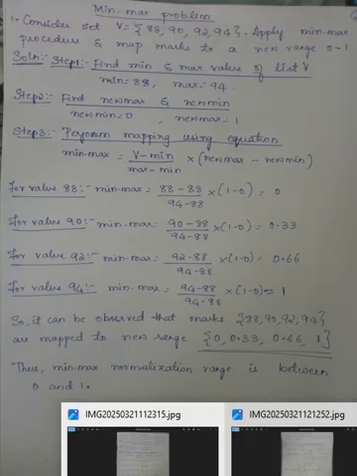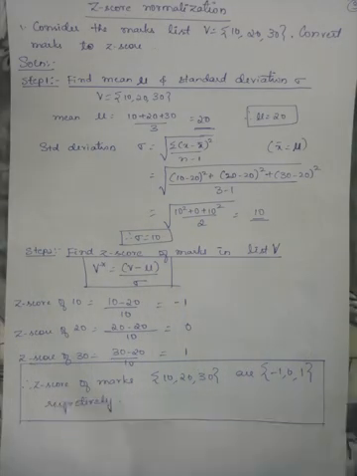Now going to the next problem, that is the z-score normalization. This is another way. We have discussed this, right? Normalization, two methods, min-max and z-score. What I discussed before was min-max. So this is another way of doing normalization. So z-score normalization, the question is like this. They have given us a list V equal to 10, 20, 30. I have to convert these marks to z-score.